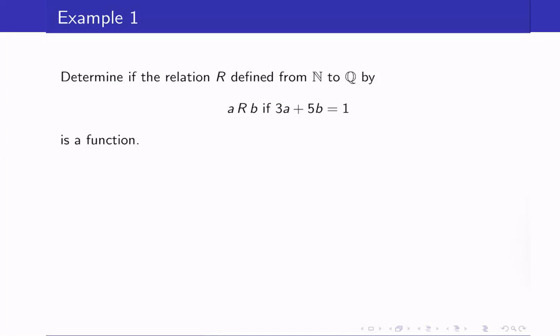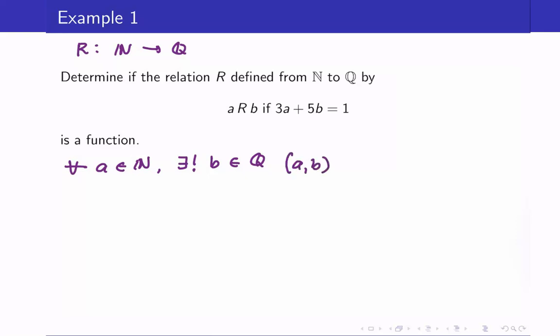So first, let us write the definition of a function. Our R here is supposedly from N to Q. The definition says that if we get an arbitrary element in the domain, then there must exist a unique element in the codomain such that AB is in R. Since we have here for all A in N, we start our proof, if ever this is a function, with getting an arbitrary element in N.